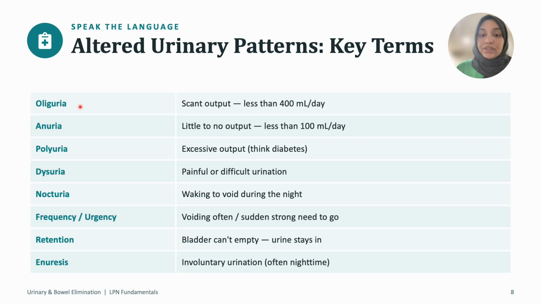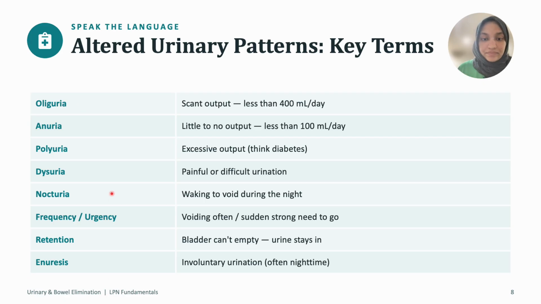Anuria is little to no output, less than 100 milliliters a day. Sometimes we see that in people with kidney failure. They will have no output because they're on dialysis. Polyuria is excessive output. They're going a lot. Dysuria is painful or difficult urination.